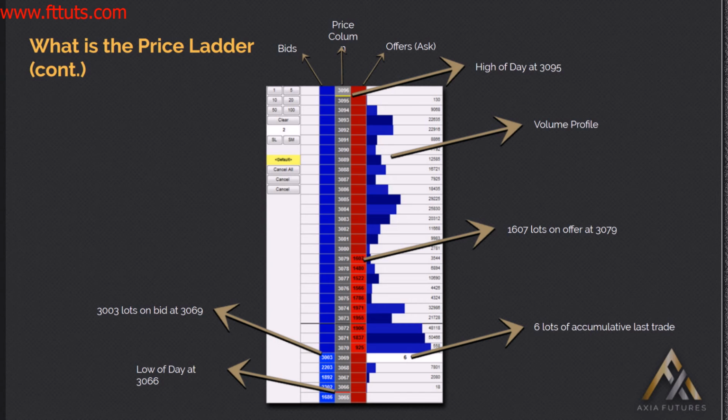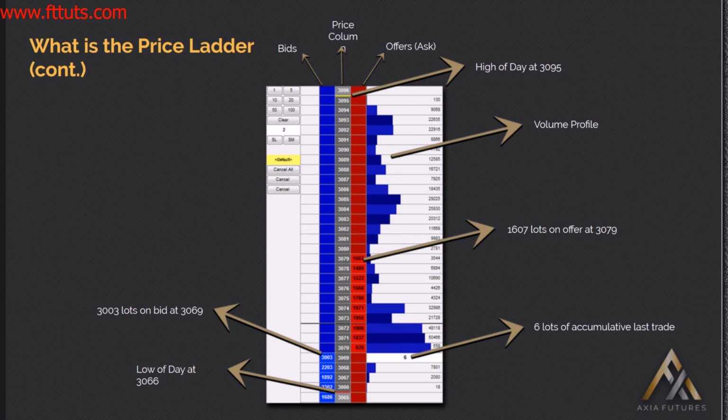Next we have the accumulation of the last trade. That white highlighted box where it says 6 lots is the cumulative lots traded at that current price. Provided the market consistently trades at that price, which is the last trade, that number shall increase.